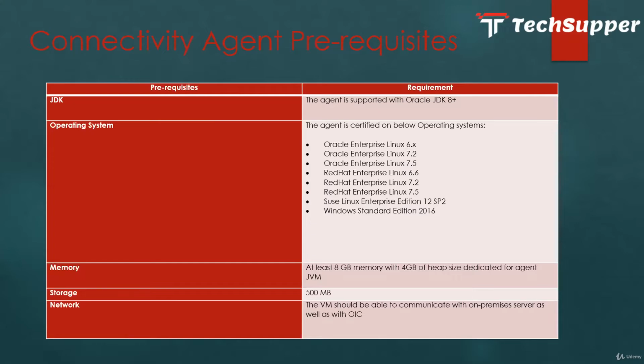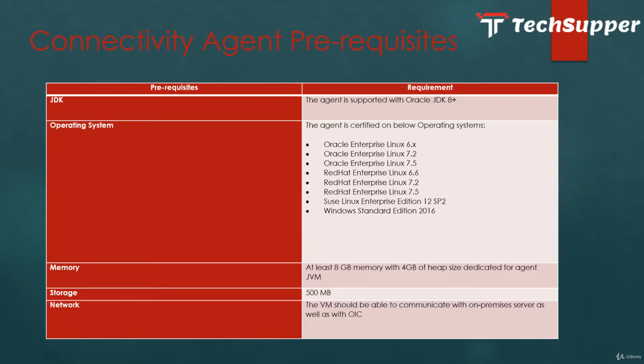The memory: at least 8 GB memory with 4 GB of heap size dedicated for the agent JVM. The storage: at least 500 MB is required. The network: the VM should be able to communicate with the on-premise server as well as with the OIC. So these are the prerequisites in order to install connectivity agent.